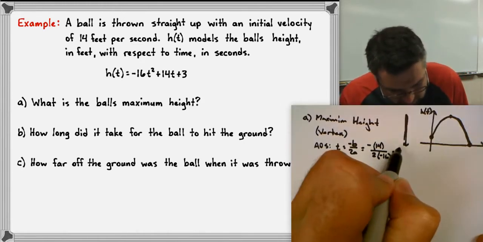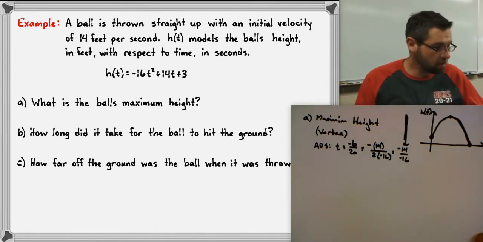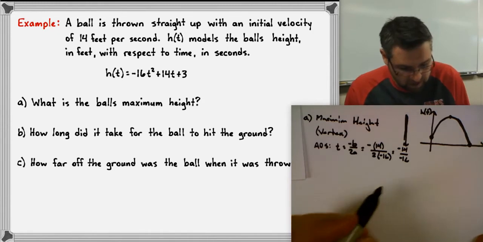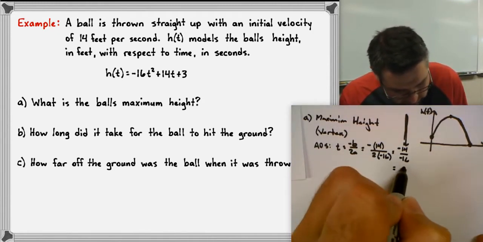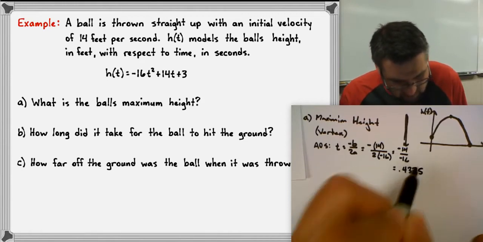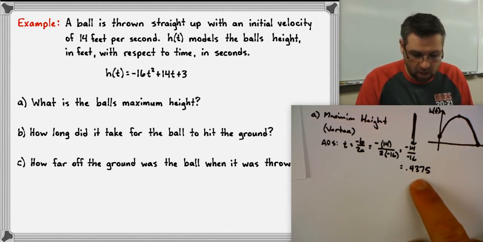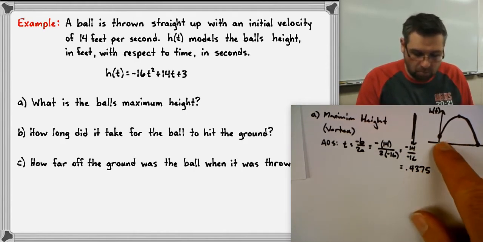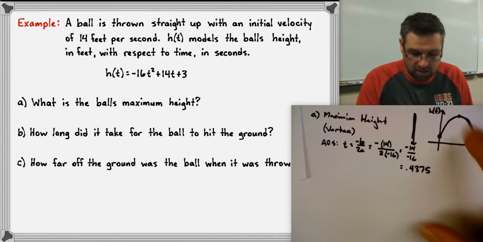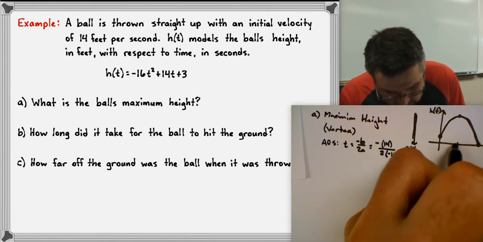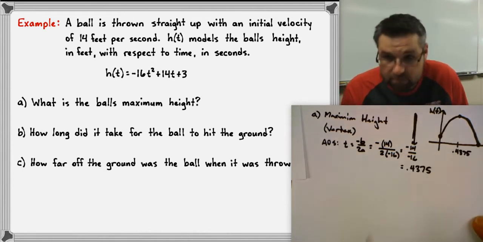So this simplifies to negative 14 over negative 16. And I'm going to use my calculator to determine this value. And so this value, negative 14 over negative 16, is 0.4375, okay? So what is this? This is my axis of symmetry. We would say that it took 0.4375 seconds to reach the maximum height. So this coordinate, this value on the t-axis is 0.4375, okay?